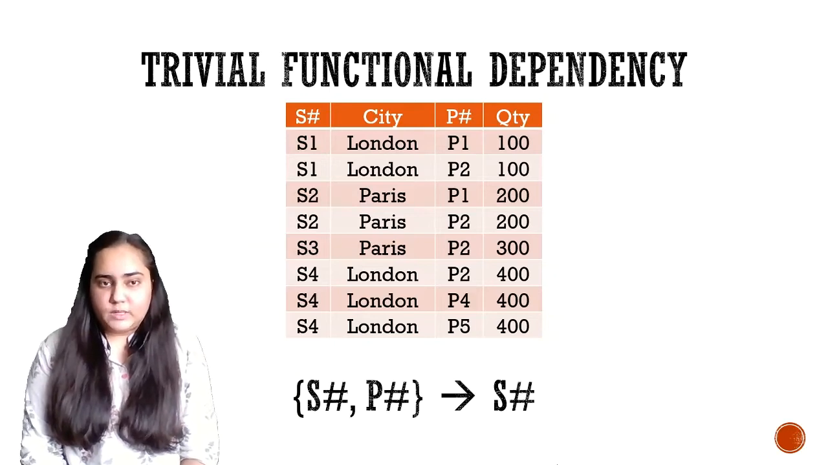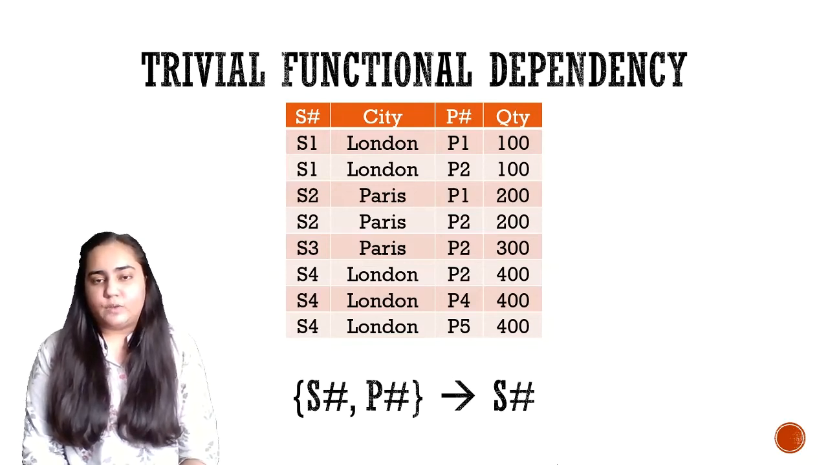So even if it's present, you don't have to worry about it. Now, functional dependencies are written in this manner. You have the left side of the arrow, as you can see, and you have the right side of the arrow. And we read it as S hash P hash determines S hash.